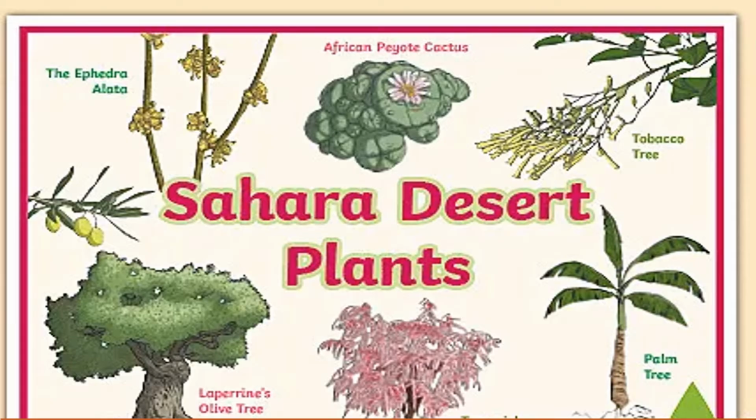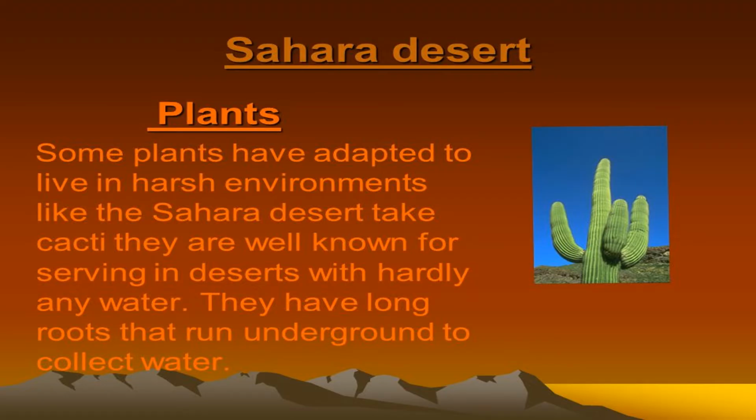Sahara Desert plants. Some plants have adapted to live in harsh environments like the Sahara Desert. Take cacti. They are well known for surviving in the deserts with hardly any water. Why? Because they have long roots that run underground to collect water. Some other plants are cassia, date palm, olive, cypress, etc.